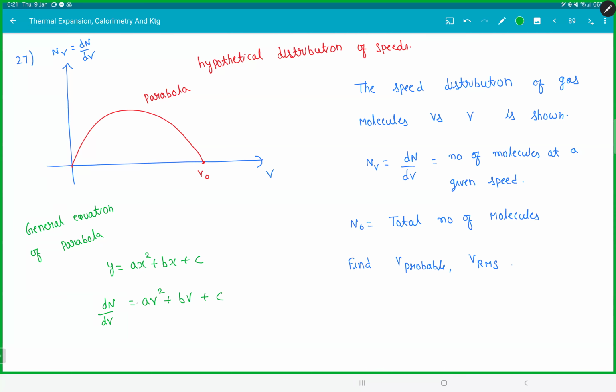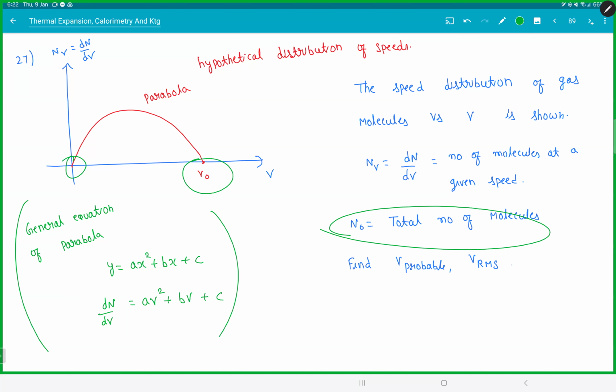So somehow you need to find a and b, isn't it? If I find a, b, c, won't I get the equation? First, you need to find the equation. So this much information you have. Total number of molecules is N naught, maximum speed is v naught, starting from 0. Using all this data, you need to find this equation. dN by dv is av square plus bv plus c. You need to find a, b, c, the constants. How do you find them? First, find the equation.